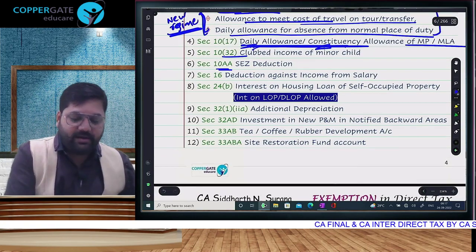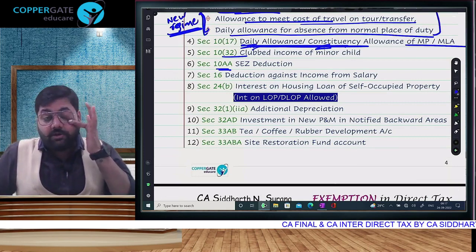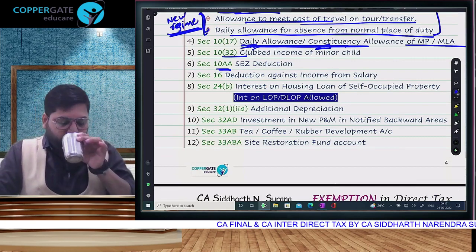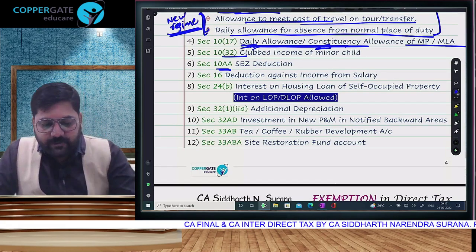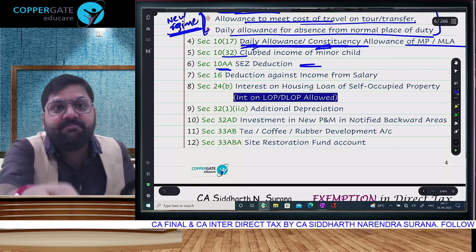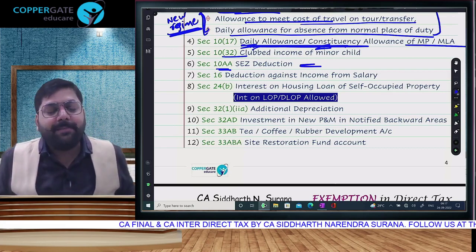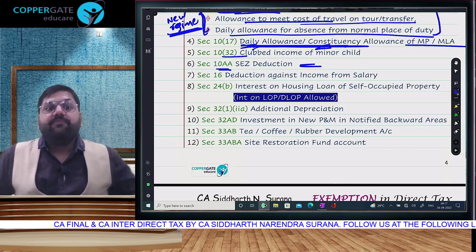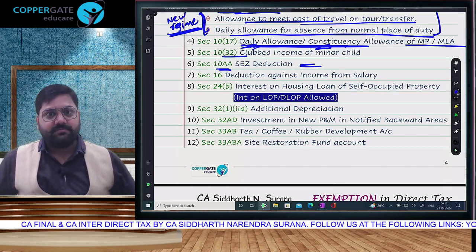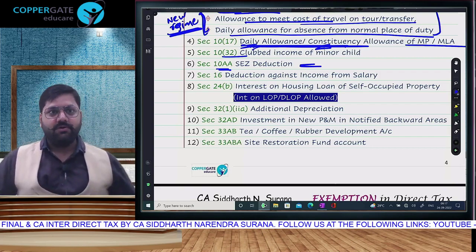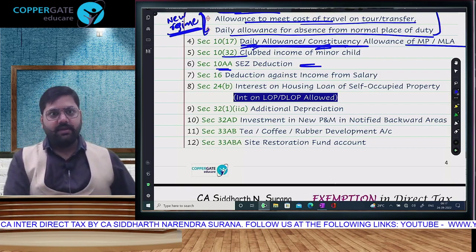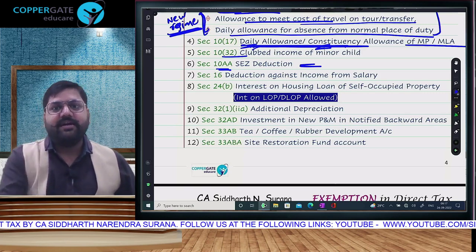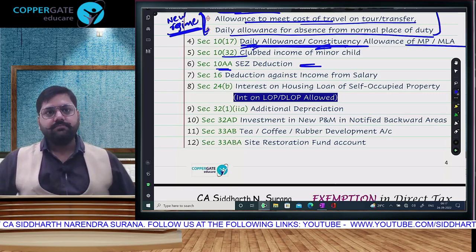Next, 10AA. Any assessee doing business in special economic zone is going to get a tax holiday of 15 years. Kitna years? This is a chapter in my textbook. Chapter 7 of volume 1 is special economic zone, where I will teach you how to calculate that deduction. But right now, what am I teaching you? Is there SEZ deduction in income tax? Yes, sir. Is it allowed in old regime? Yes, sir. But that deduction is not allowed in new regime.